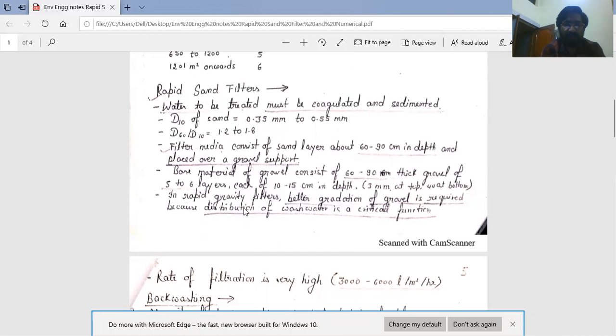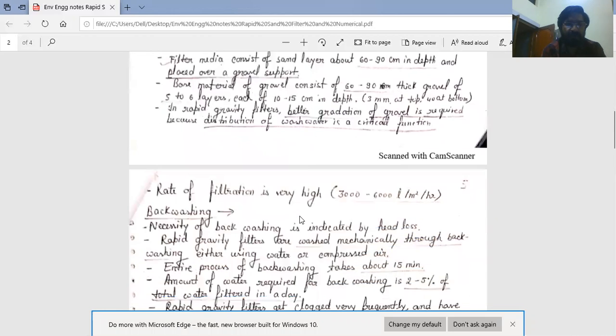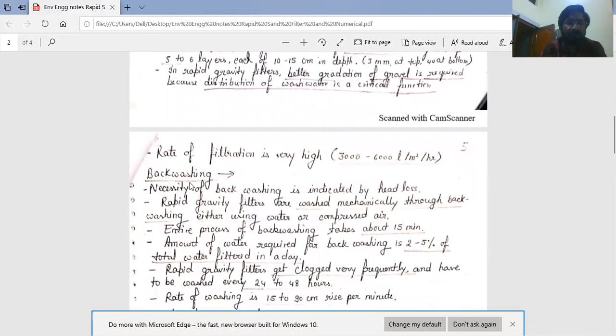In rapid gravity filter, better gradation of gravel is required because distribution of wash water is a critical function. Rate of filtration of rapid gravity filter is very high, about 3000 to 6000 liter per meter square per hour. This is the rate of filtration of rapid gravity filter.